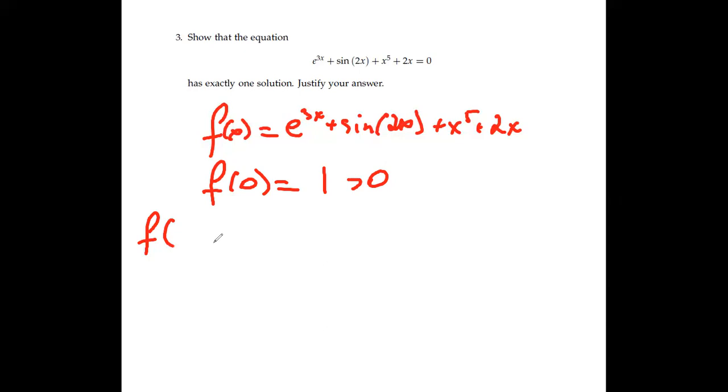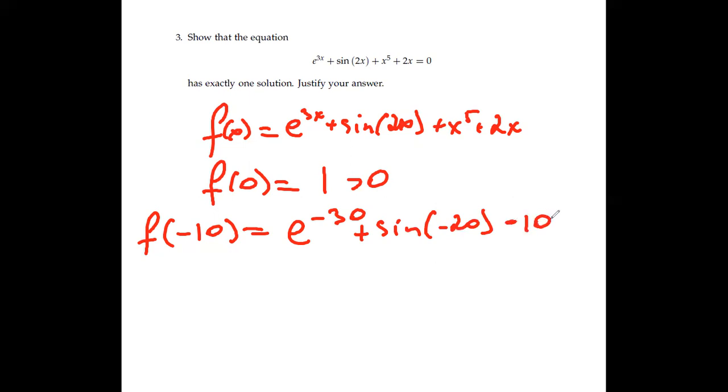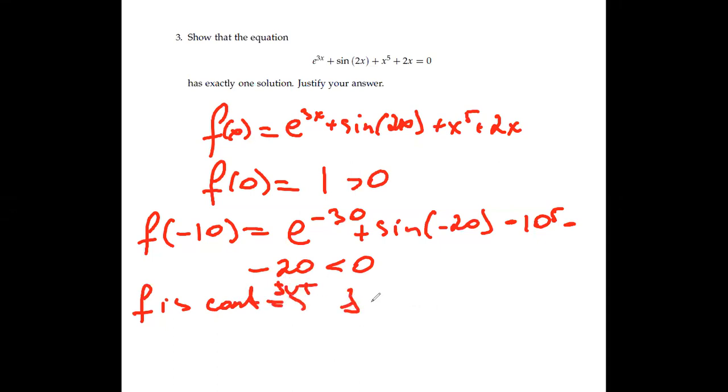Help me. At which point could the function be negative? Minus 10. Minus 1 also could be correct. e to the power of minus 30 plus sinus of minus 20 minus 10 to the power of 5 and minus 20. Of course, this is definitely a negative number. Sinus could be 1 maximum. Then f is continuous, which implies by IVT there exists c from minus 10 to 0 such that f(c) equals 0. So we are done with this part: there is at least one solution.